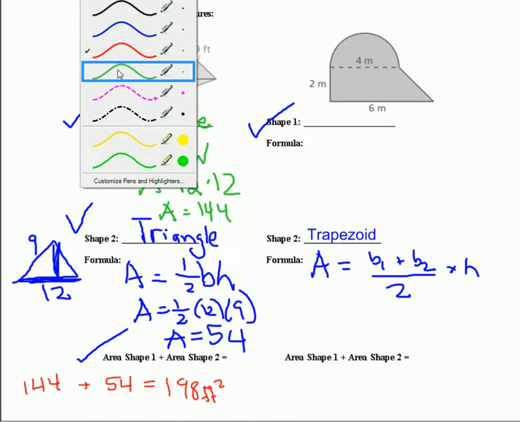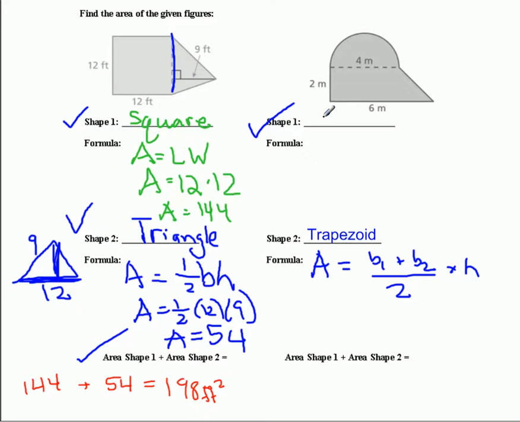All right, we've already done one of these shapes today. This is a semicircle. So I need the circle formula, which I have on my formula sheet, pi r squared, but I have to remember to cut it in half.